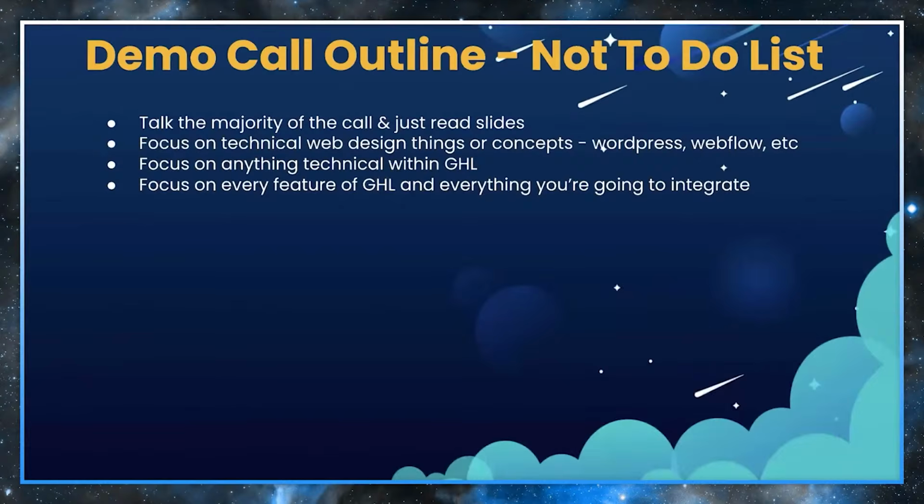Don't focus on every feature in Go High Level and everything you're going to integrate. Don't tell them about the social planner and the Google reviews and the automations and the calendar and then the payments. You know, you can collect deposits with the payments and this. No. Find the most valuable thing that they told you they're most excited about. This could be reviews, it could be anything, and just sell that.